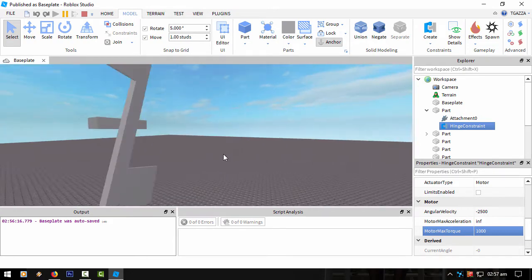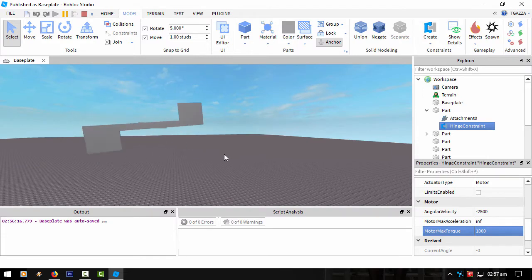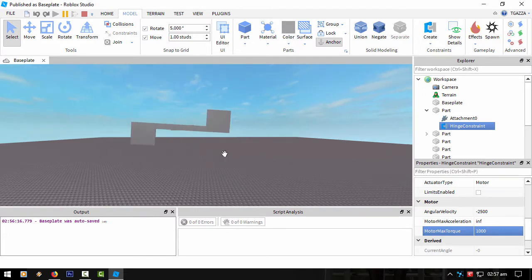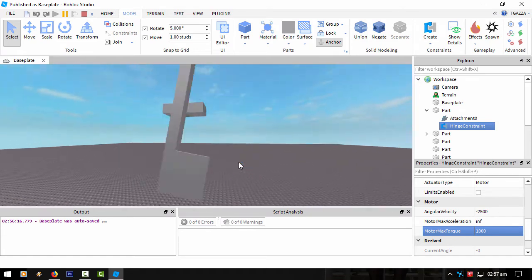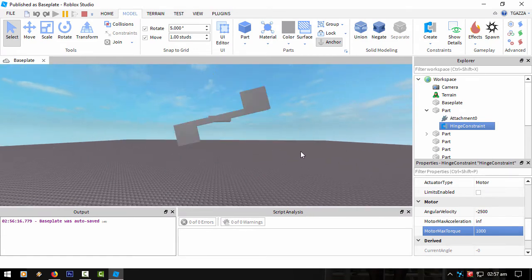So there we go, got a propeller in Roblox. Blimey, my stammer. Propeller. I don't usually stammer, but whatever. Yeah, so that's a hinge constraint if you like.